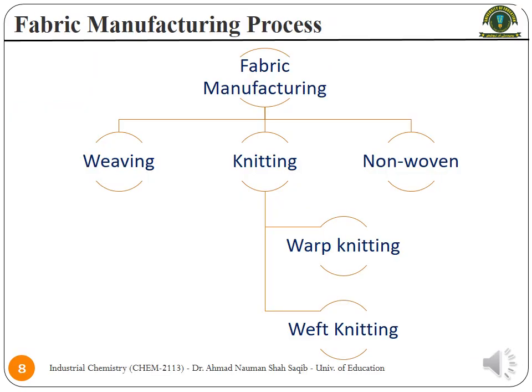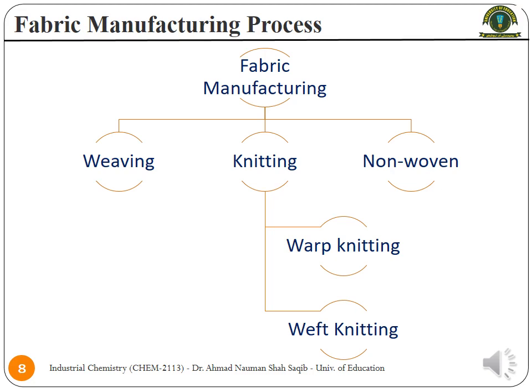Once the yarn is manufactured and ready, the next process is its utilization to form some kind of fabrics. So the fabric manufacturing process can be of various types, and commercially we can say that there are 3 different processes which are used for the manufacture of fabric using the yarn.